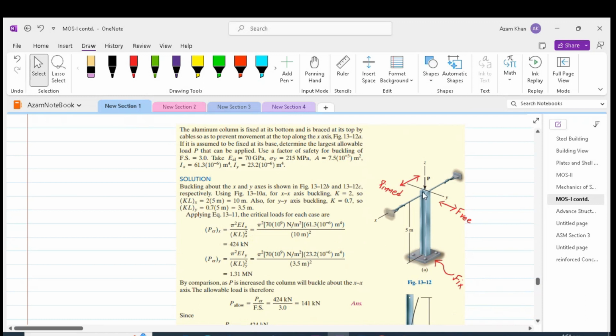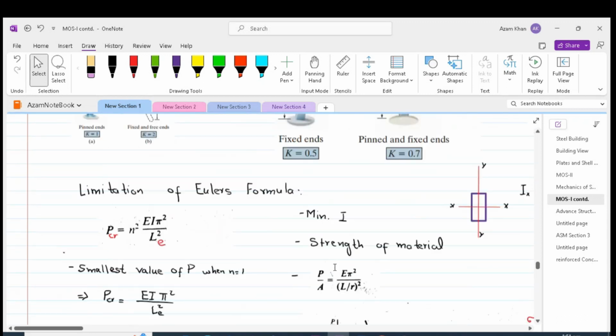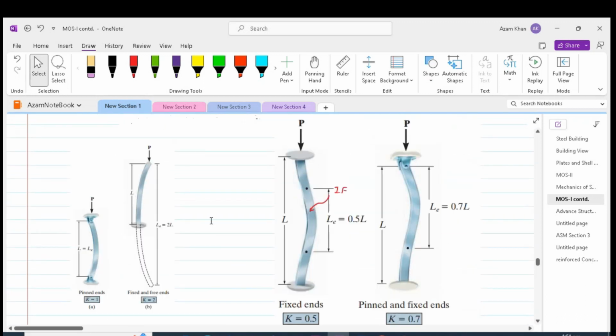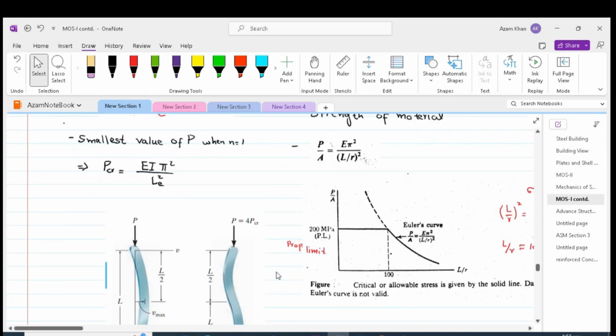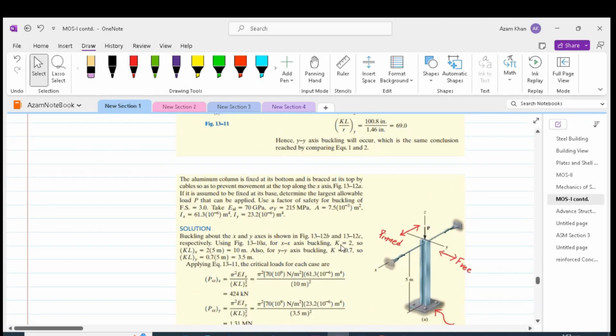We have got, about the major axis, a free end and a fixed end. Since this is a cantilever, free at the top and fixed at the bottom, this is clearly the case having K equal to 2. So in order to make a half sine wave, we have to have effective length equal to 2L, and that is why K is equal to 2 in the case of major axis buckling length.